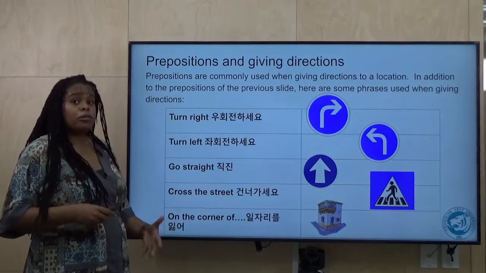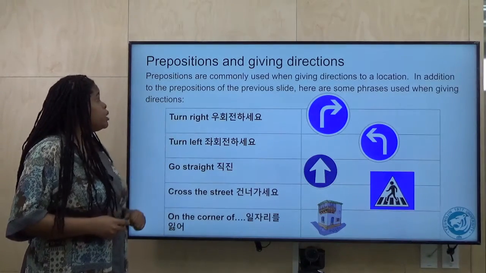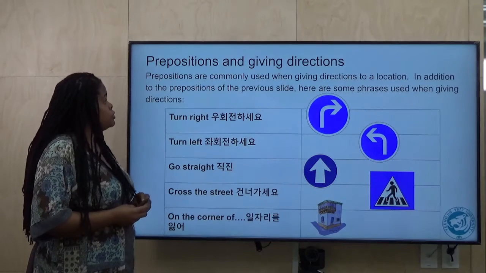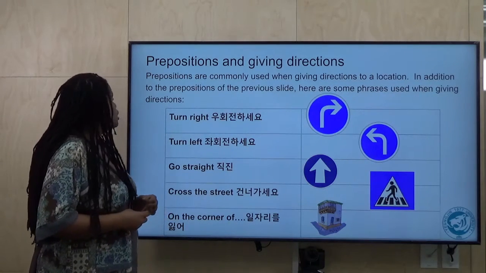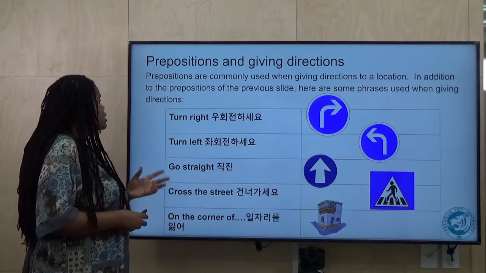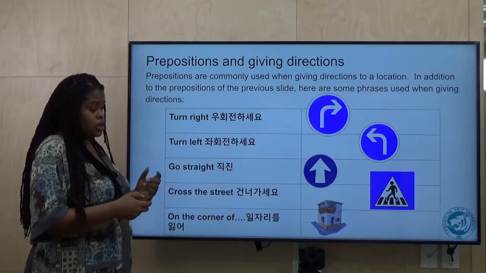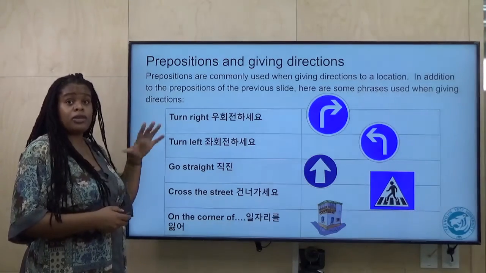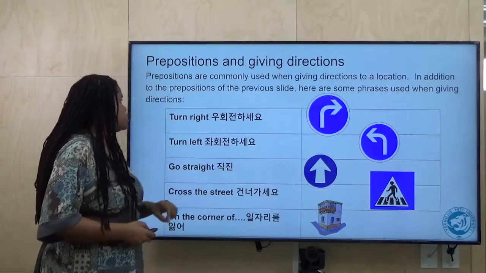Okay, so we talked about prepositions discussing where an object is. We can also use prepositions for giving directions. We commonly use them for giving directions to a location. In addition to the prepositions in the previous slide, here are some phrases used when giving directions. So you will still use the prepositional words and phrases that we talked about with the cat, but along with those you will use these phrases.